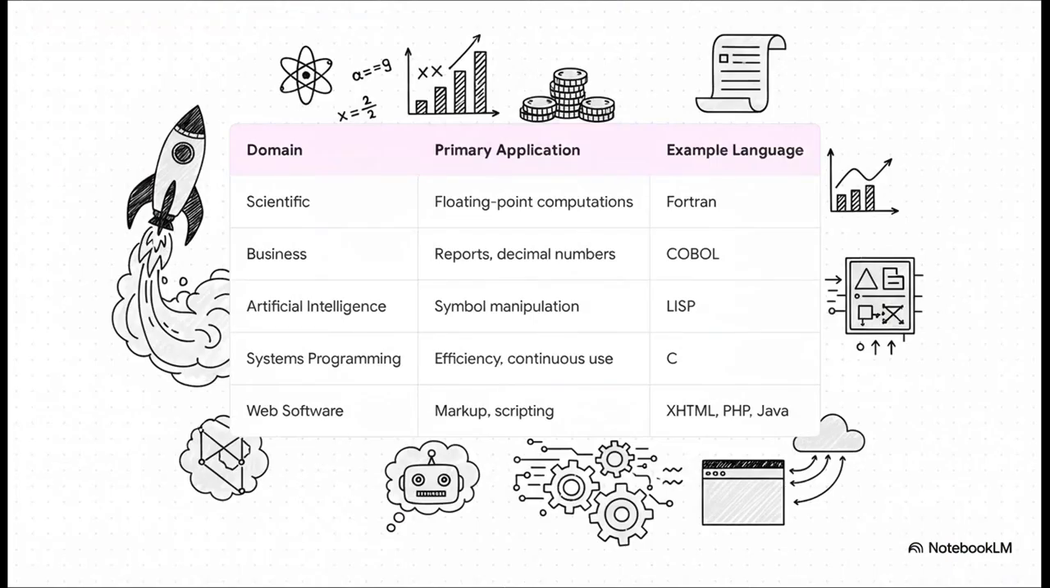And you can really see this in action when you look back. So, for example, way back when you had Fortran. It was an absolute monster for heavy-duty scientific math. Then, for the business world, you had COBOL, which was all about making reports and handling decimal numbers perfectly. For early AI, Lisp was the king of symbol manipulation. And for systems programming, the code that runs your operating system and needs to be crazy efficient, you had C. Each one was the right tool for that specific job.